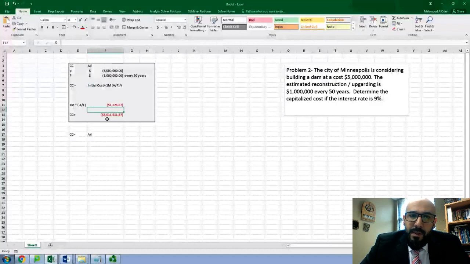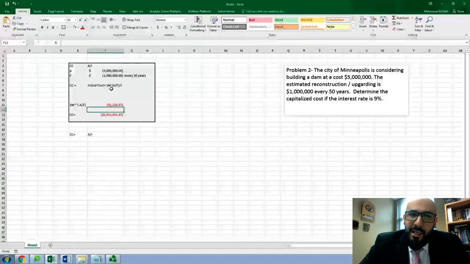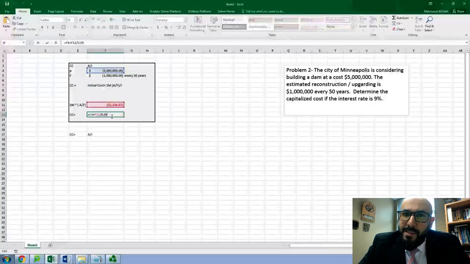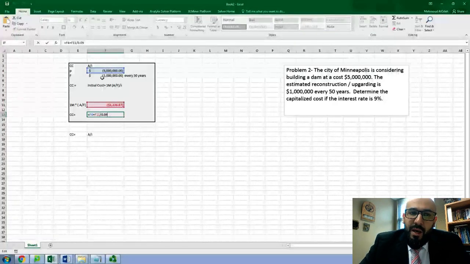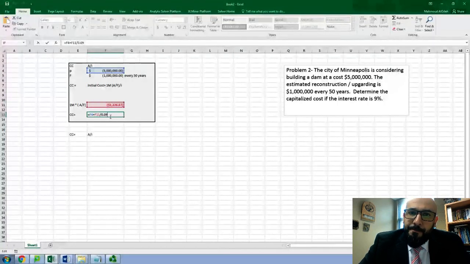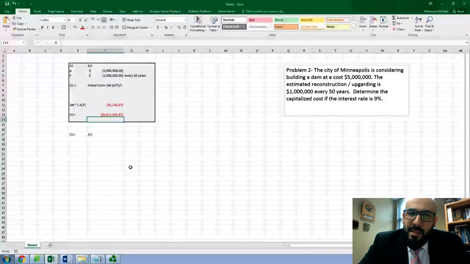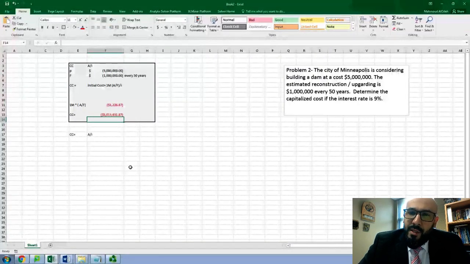Now, the next step is to find the capitalized cost. Apply the capitalized cost equation. You add the initial cost plus any annual expenses, dividing the annual expenses by i to convert them into a present format. And this is what we have in F4, which is the 5 million plus the annual expenses divided by i, and that will give us $5,013,631.87 for this project.